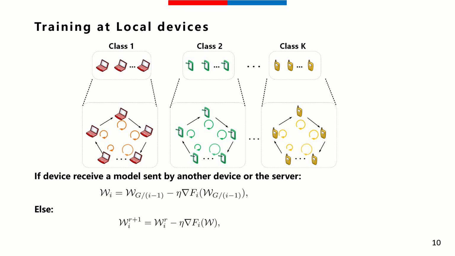After clustering, devices of the same category form a ring topology according to training time. If a device receives a model sent by another device or the server, the weights are updated according to the first formula. Otherwise, the weights are updated according to the second formula. When the local update is complete, the updated weights are sent to the next device in the topology. Repeat the process until the communication time is over.